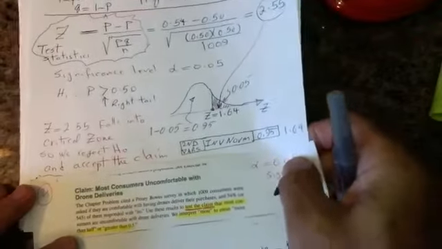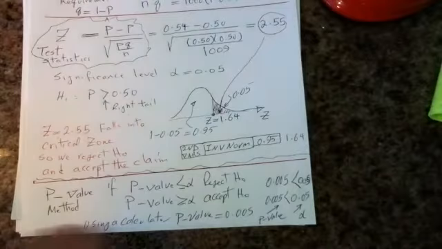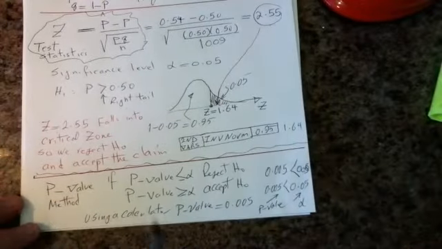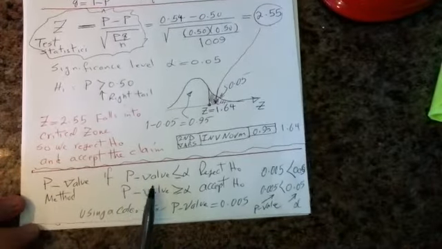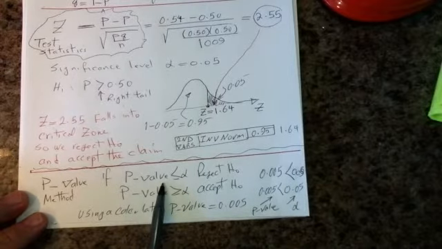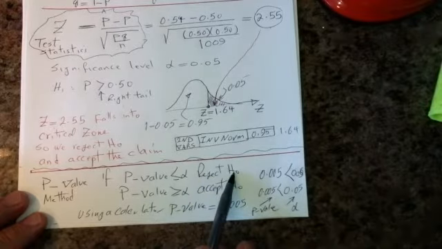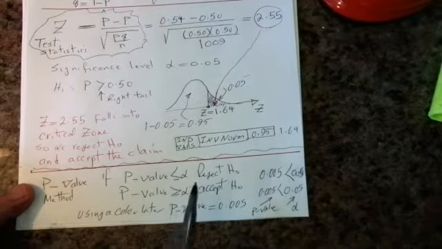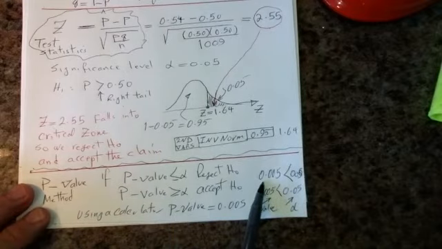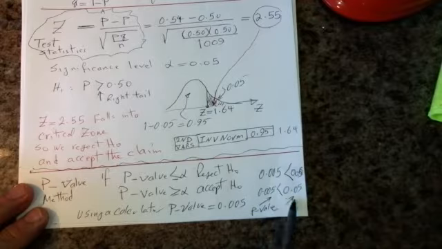How do I do it with the second method? With the second method, you use your calculator and you find the P value. I'll show you how to use a calculator to find the P value in the next example. If the p-value is less than the significance level, then you always reject H0. When we calculate, the p-value is 0.005, which is less than the significance level of 0.05. So we reject that, okay?